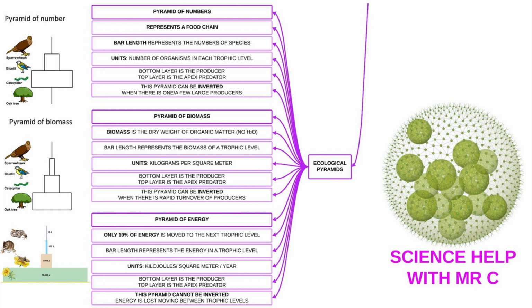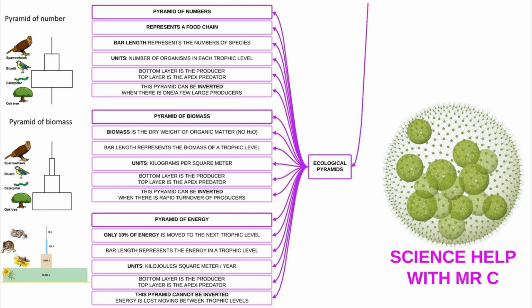The length of the bar represents the number of species. So a long bar is many individuals of that species. The units are the number of organisms in each trophic level. The bottom layer is the producers, and the top layer is the apex predator. This pyramid can be inverted, which means there can be one large producer, like a large oak tree, as in the diagram.